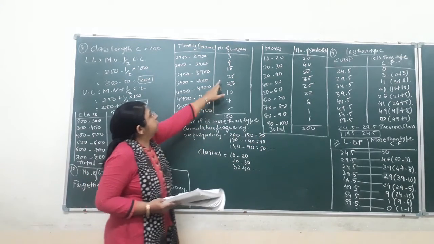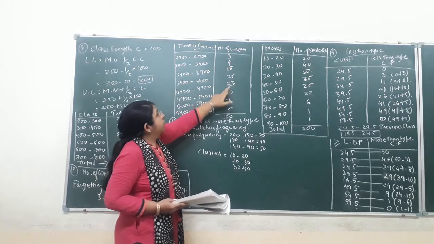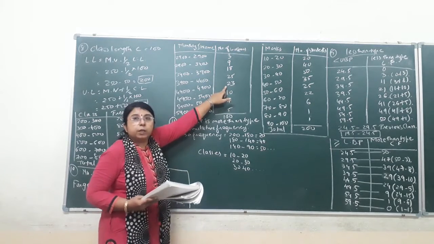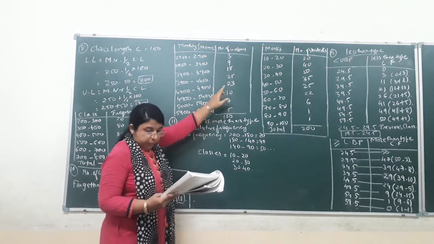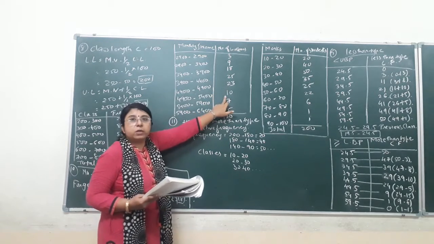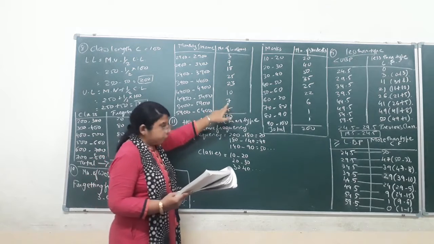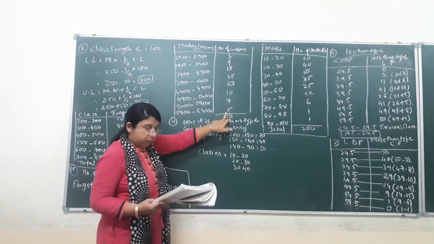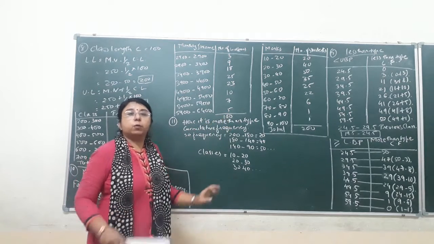Then 55 minus 30 would come to 25. Then 78 minus 55 would come to 23. Then 88 minus 78 would come to 10. Then 95 minus 88 would come to 7. And 100 minus 95 would come to 5.